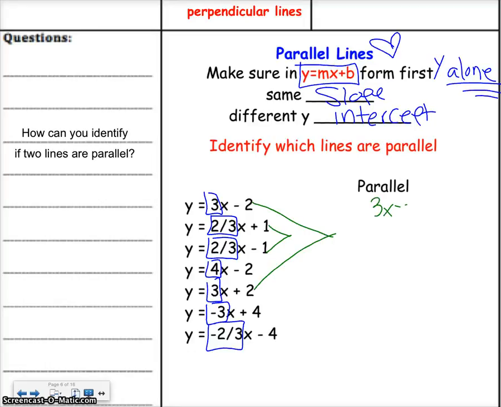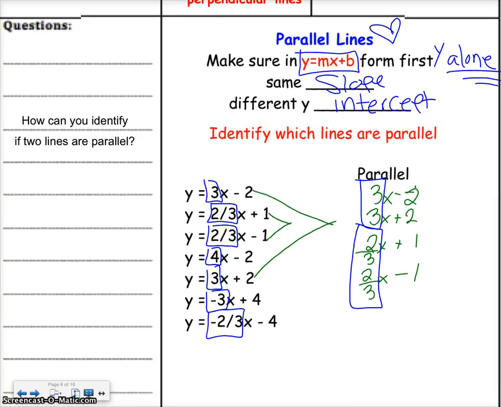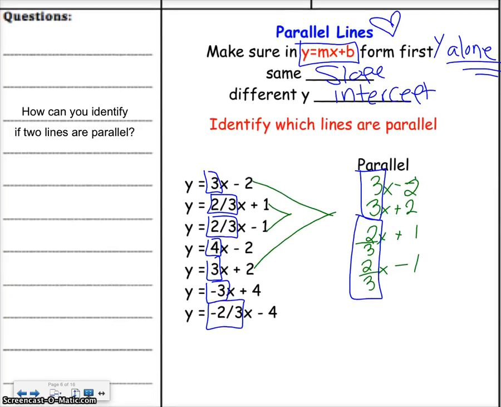So 3x minus 2, whoopsie, and 3x plus 2, they are parallel. And then 2/3 x plus 1 and 2/3 x minus 1. Again, what I looked for, same slope. If they have the same slope, it means they increase or decrease at that same rate, which means they're parallel. So one of your learning targets today, I'm going to give you an equation of two lines, and you're going to have to tell me if they're parallel or if they're not parallel.